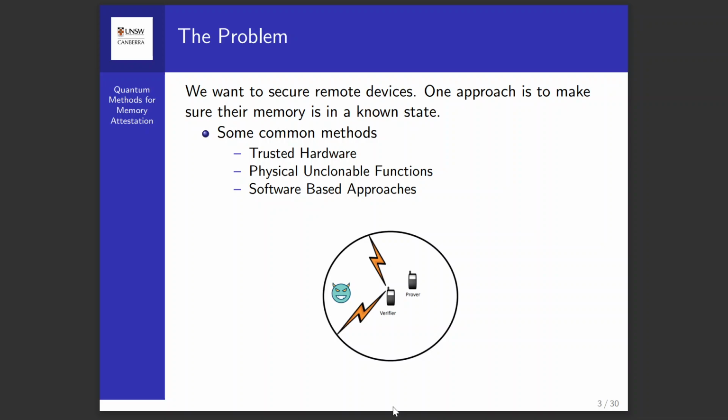So the problem we've initially picked is we would like to secure these remote devices. So you might have a drone or a satellite or a remote power plant, and you want to know that the memory is in a particular state. Otherwise, it's not really safe to use it if somebody's attacking it.